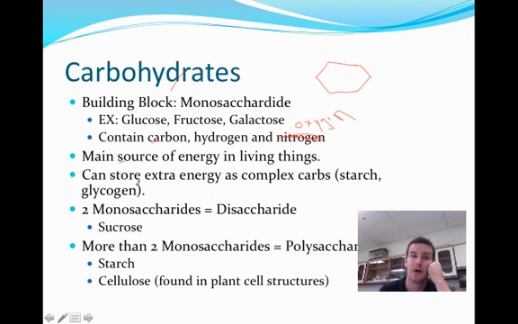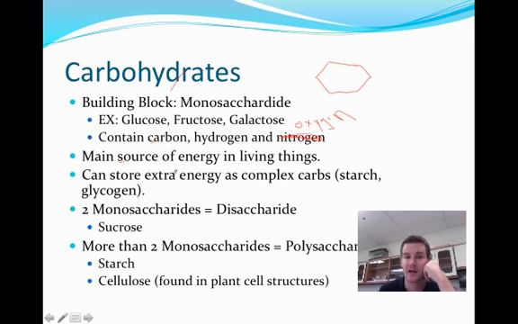Okay, now other forms of carbohydrates besides the monosaccharide would be a disaccharide, and obviously di means 2, so that would be 2 monosaccharides bonded together. So it would look like 2 rings. Okay, so an example of that would be sucrose, which is just table sugar. So you're eating a disaccharide when you pour sugar on your Frosted Flakes or whatever. Okay, any more than 2 monosaccharides, so 3 or more, we're just going to term that a polysaccharide. So that prefix poly just means many, so many saccharides.